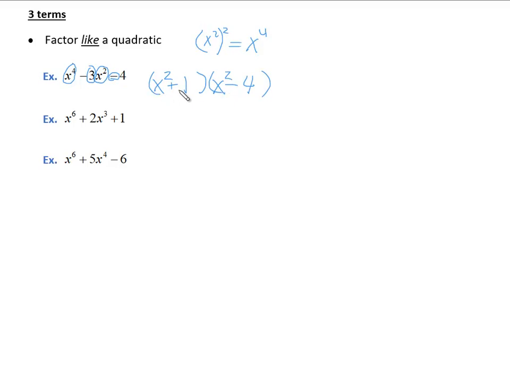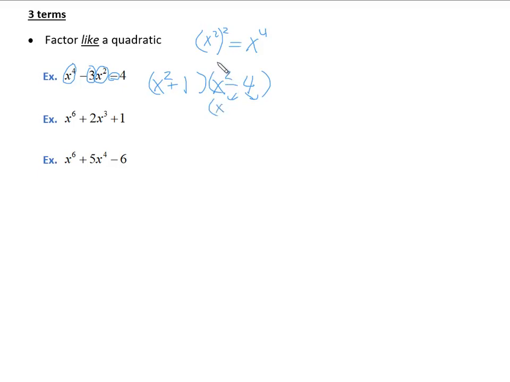Okay, now this problem is actually not completely factored. Over here we have a sum of squares. That does not factor. But we also have a difference of squares, and that does factor. So we can break this one down a little bit further.